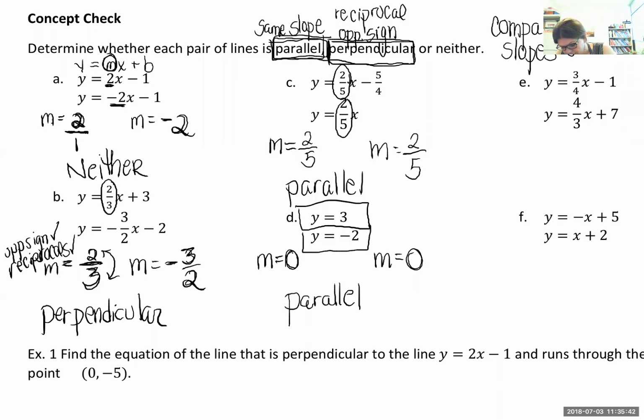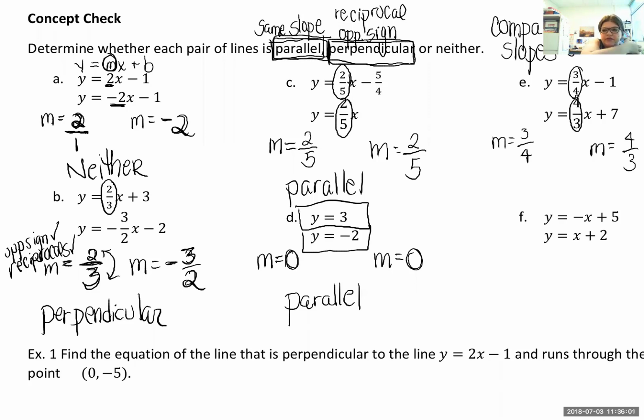compare their slope. So let's look at the slope of the first number. Do you see something multiplying with X? This time I do. I have a 3/4 X. And let's look at the slope of the second number. 4/3. And I have a ton of students who go, Kate, look, they're reciprocals. They're reciprocals. These two lines must be perpendicular.